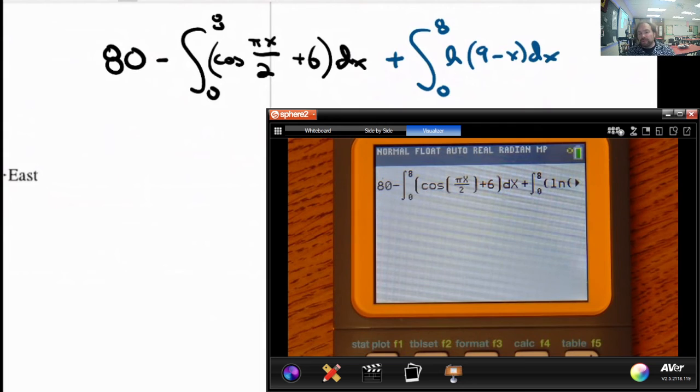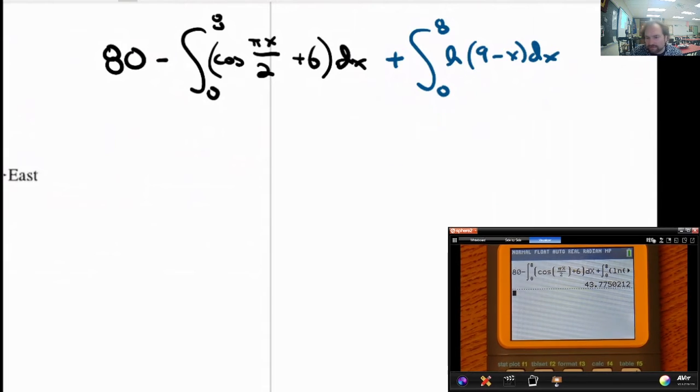Now, could we do this by hand? Could we evaluate those integrals? Sure. But why would we? This is the kind of question that would be on the calculator active section of your test. And so use the calculator: 43.775.